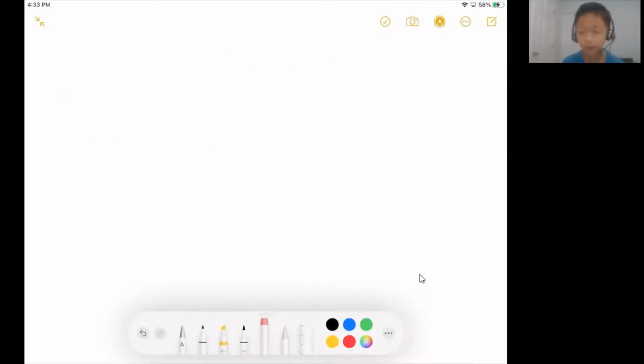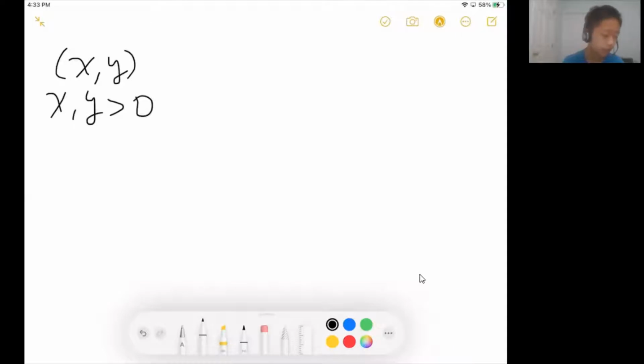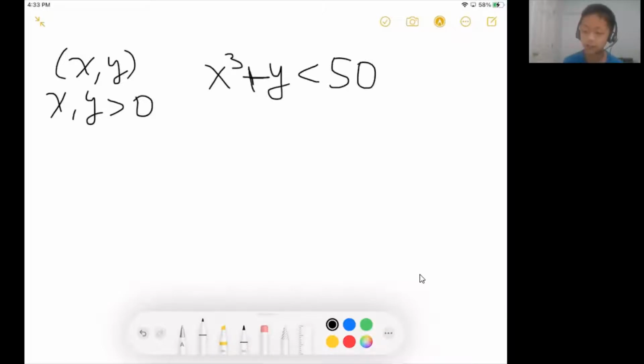The first example problem says: find the number of pairs of positive integers x, y, so x and y are positive integers, such that x cubed plus y is less than 50. To solve questions like these, you would use something called casework. If you're not familiar with casework, hopefully this example will make it more clear.